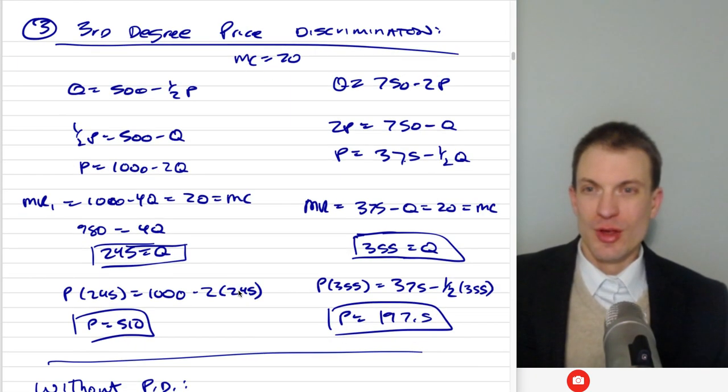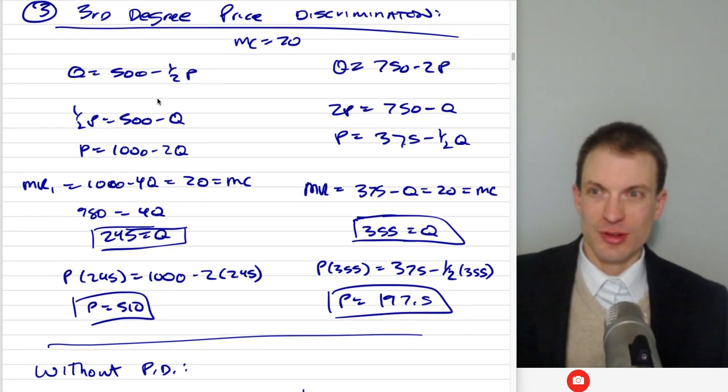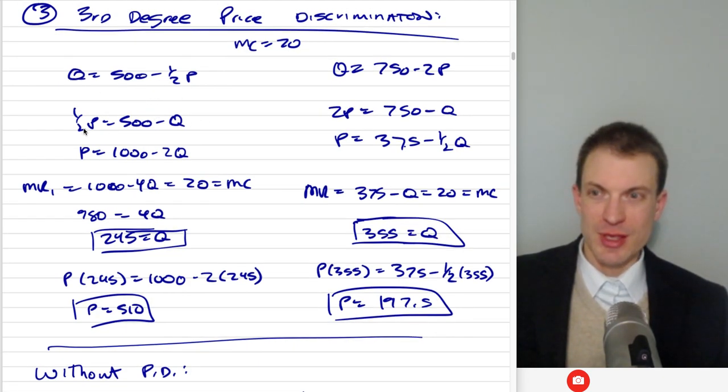Okay, so I'm going to take my two segments. It was 500 minus 1/2 P, or 1/2 P is equal to 500 minus Q, so my inverse demand is price is equal to 1,000 minus 2Q.